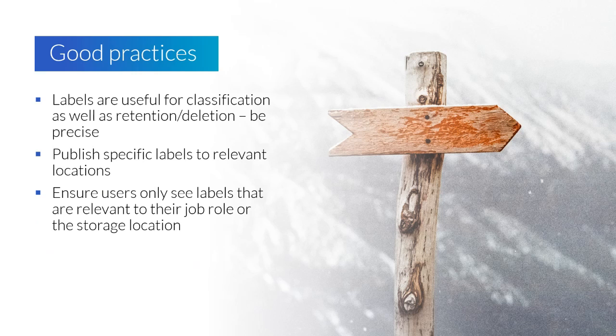Second one, publish specific labels to relevant locations. So you might have a whole bunch of labels in the admin center. They're not all going to be relevant to every user. So publish relevant subsets of labels to relevant locations. So publish HR related labels to your HR SharePoint site, finance related labels to your finance site, and so on. And that helps to ensure that users only see labels that are relevant to their job role or to the storage location they're working in. You're not overwhelming them with choice.